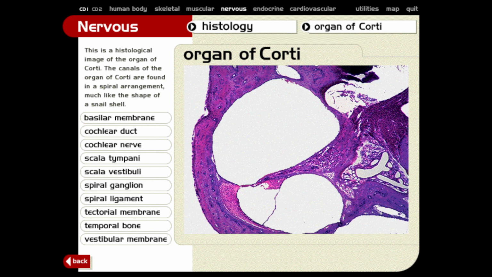This is a histological image of the organ of Corti. The canals of the organ of Corti are found in a spiral arrangement, much like the shape of a snail shell.